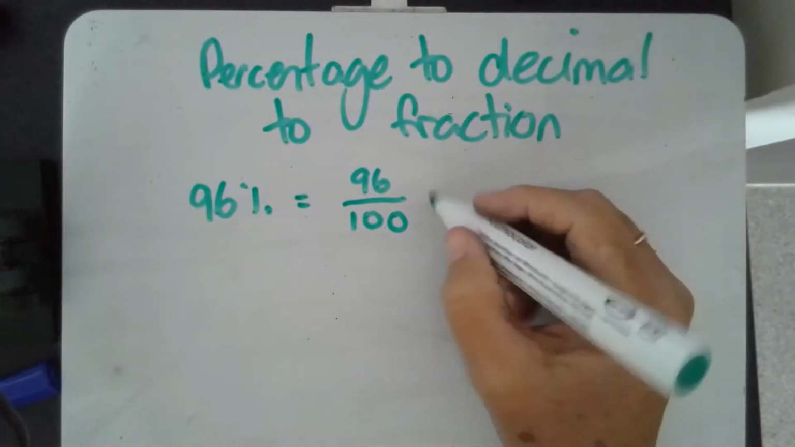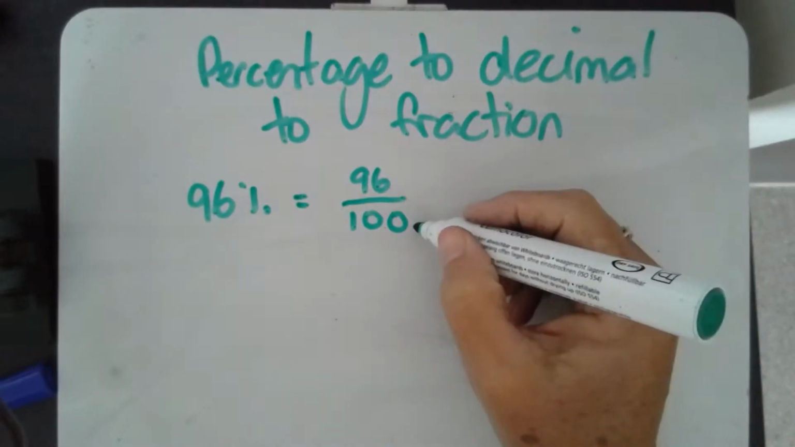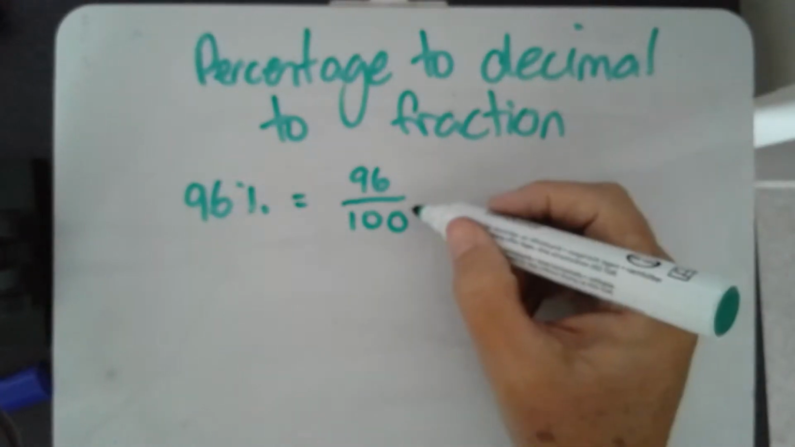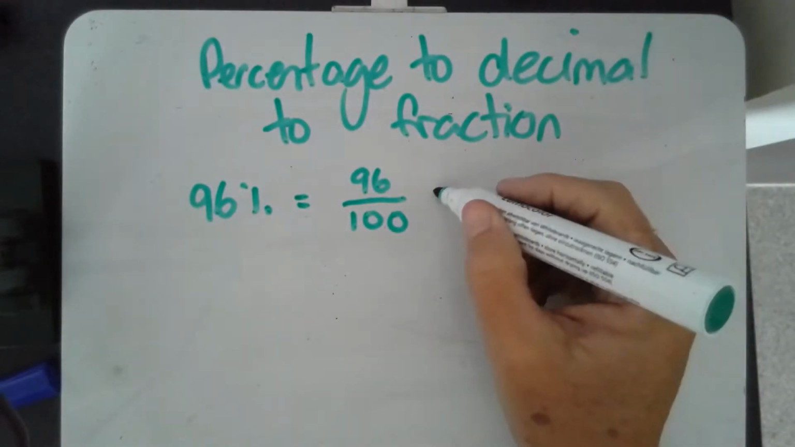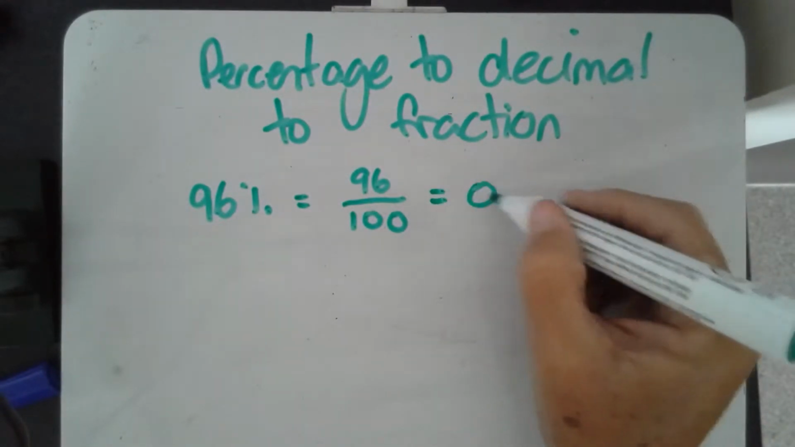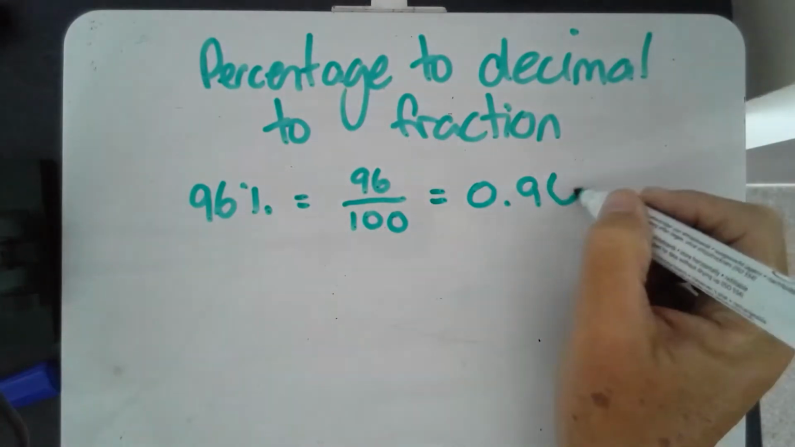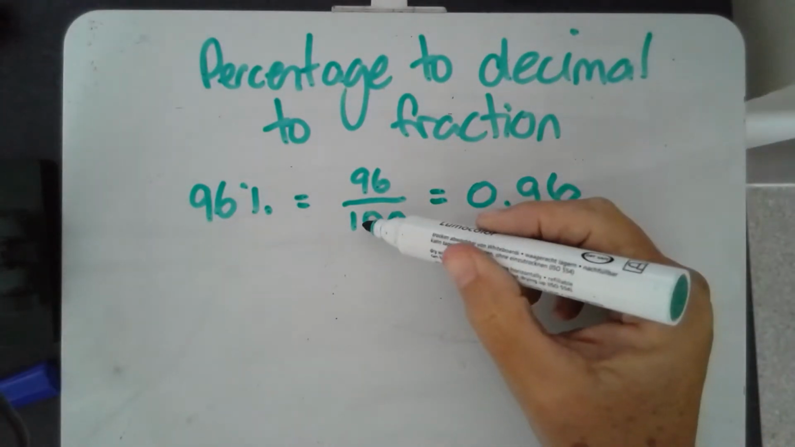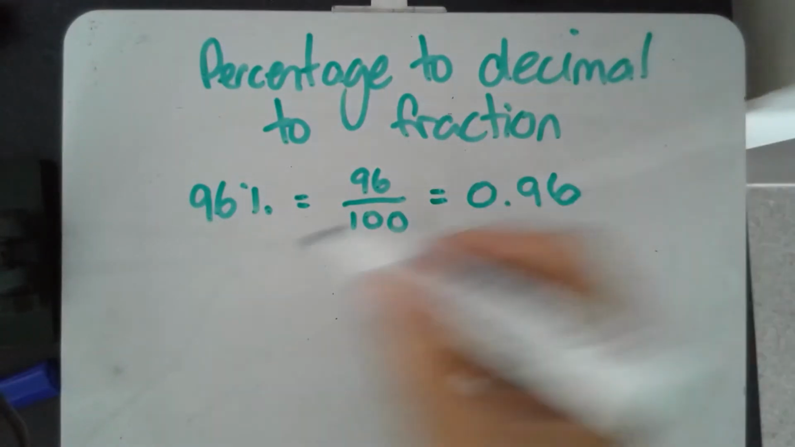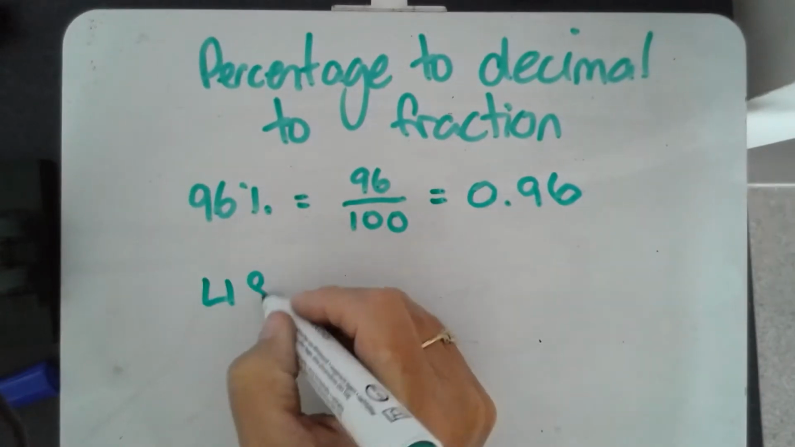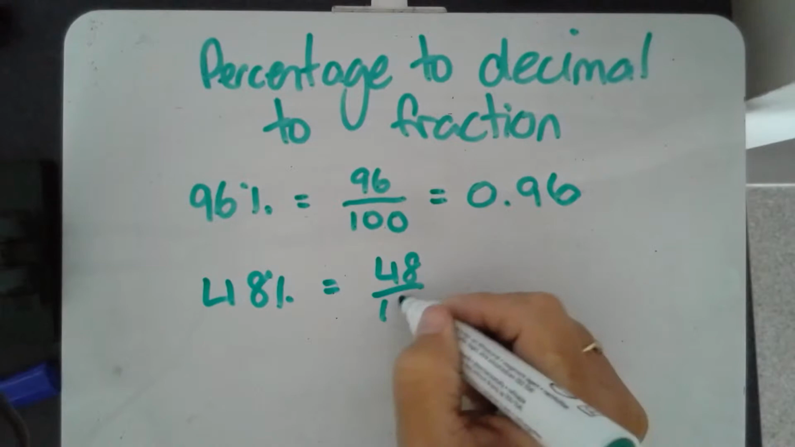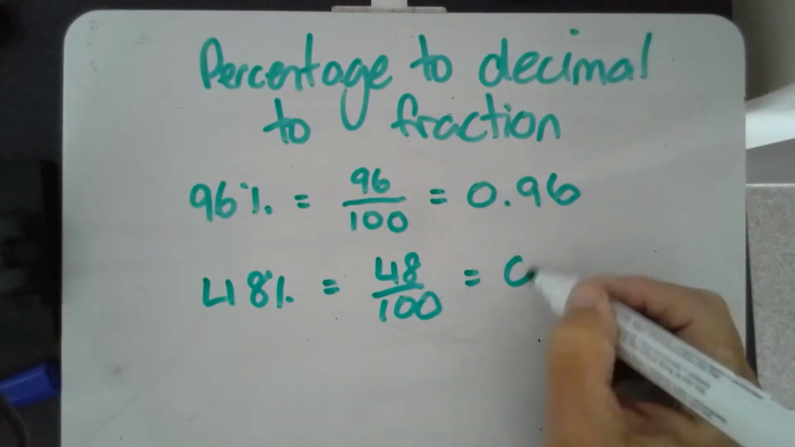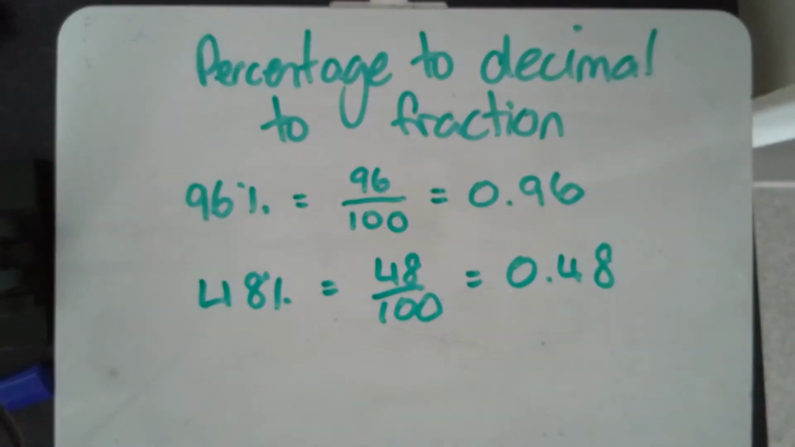Okay, that's better. All right, 96 over 100. So that's our percentage written as a fraction. How can we write that as a decimal? Well, 96 out of 100 we know is 0.96 because that's 96 hundredths. So whenever you get a percentage, you write it out of 100 and you write it as a decimal.